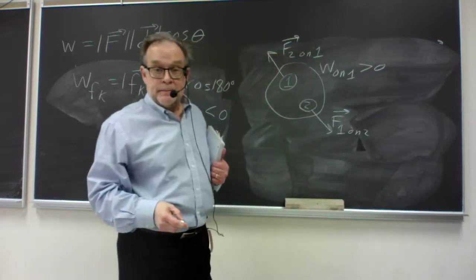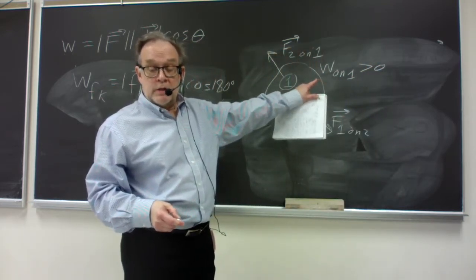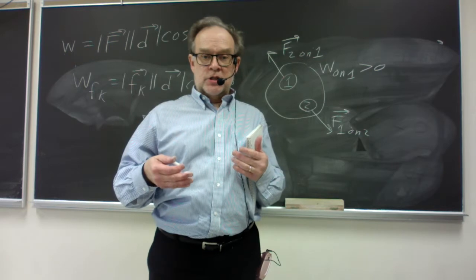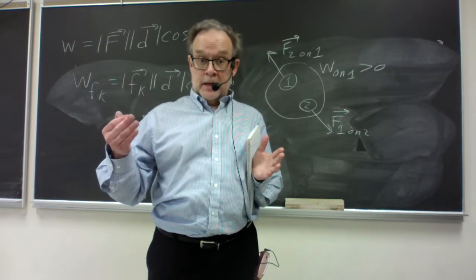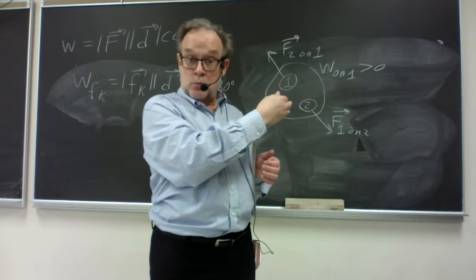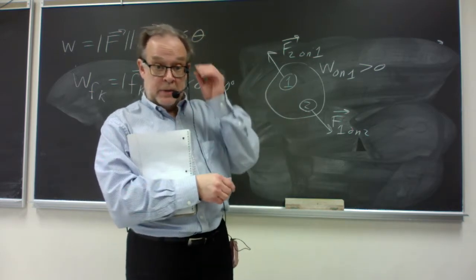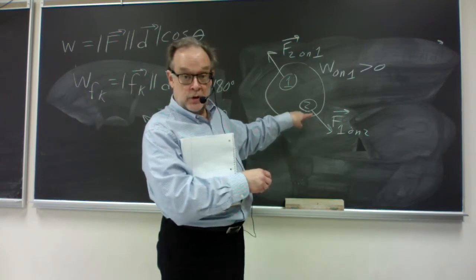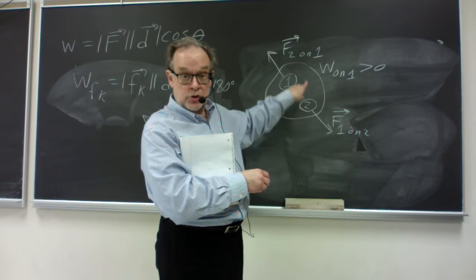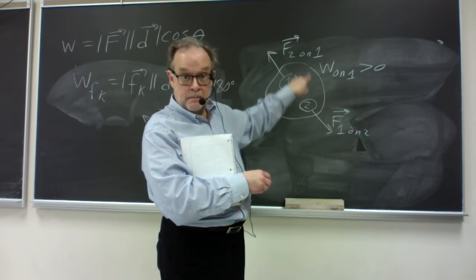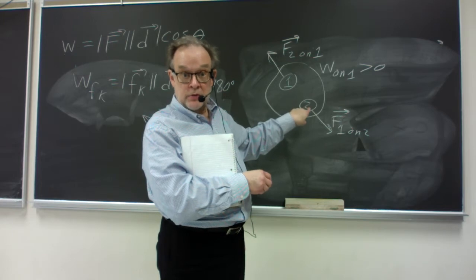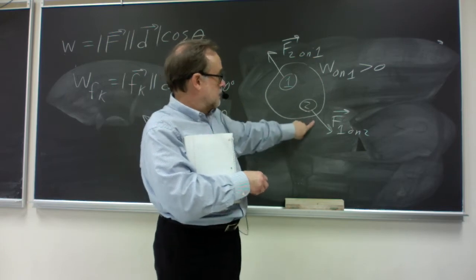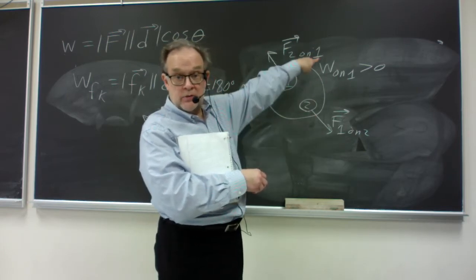Which means, whatever the numerical value of that work is, thing one has gained that much energy. But energy doesn't just appear out of nowhere. That energy came from somewhere. And whenever there's work happening, it's always the case that thing two, the source of the force that was doing this work, is also the source of the energy that the thing gains. So, in other words, energy is taken away from thing two and given to thing one.